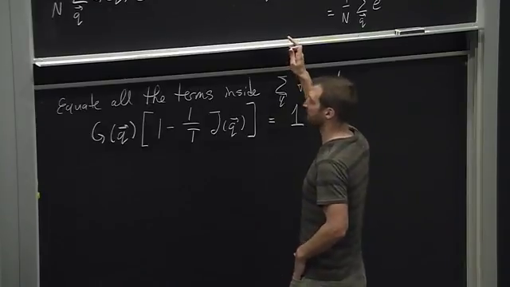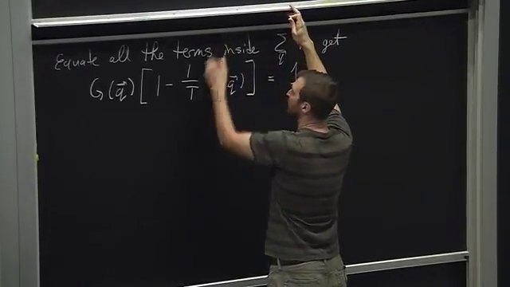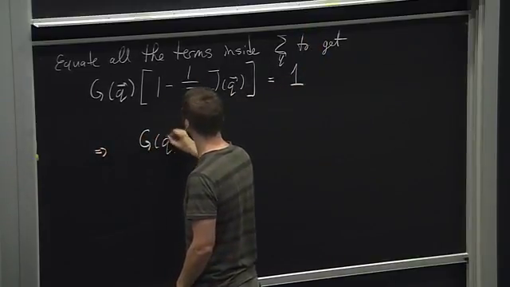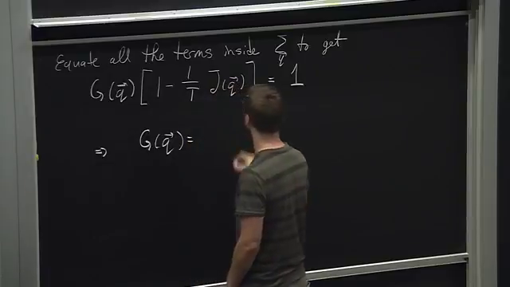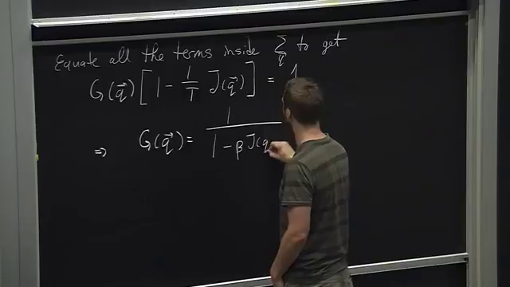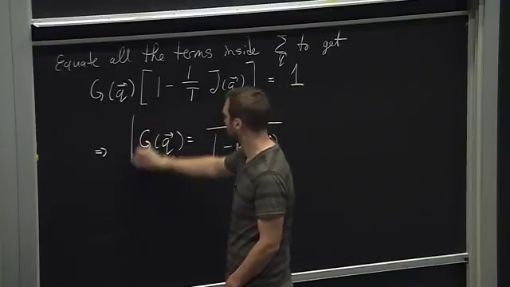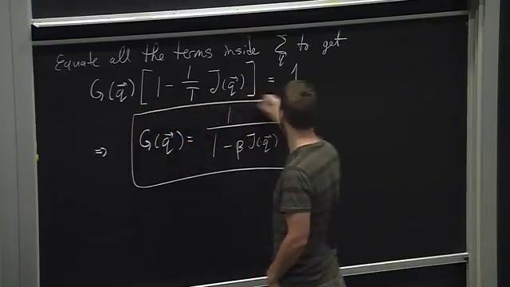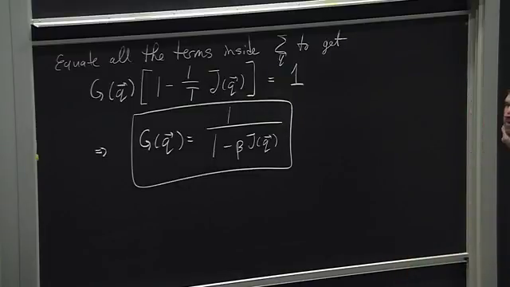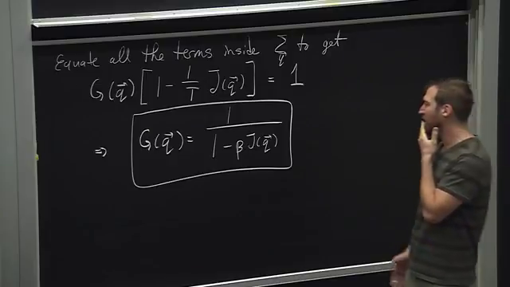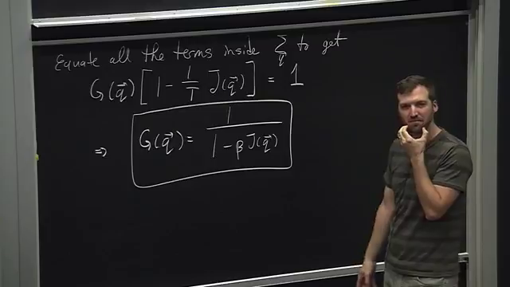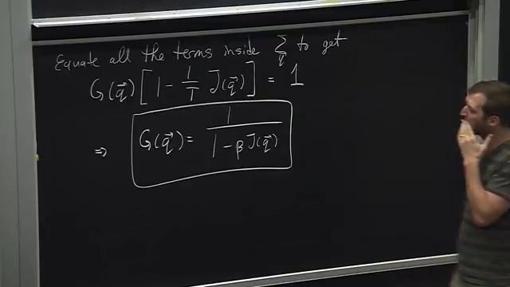So you might see this written sometimes. 1 over t is just beta. So G of Q is 1 over 1 minus beta JQ. And what we need to do is solve J of Q somehow. Okay, but this is the starting point.